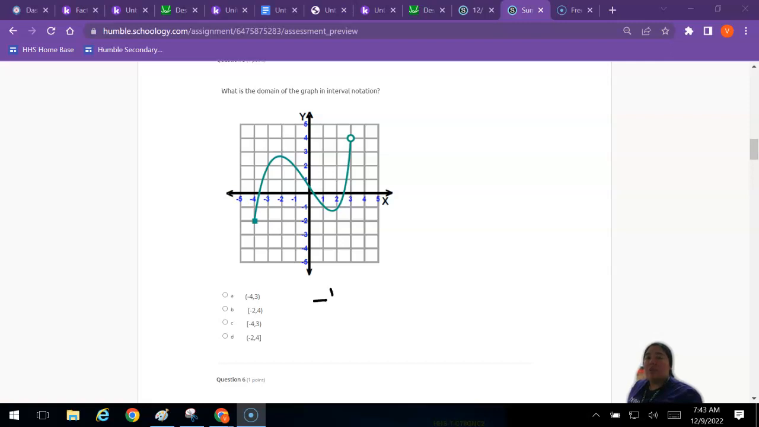Yeah, if it's a closed circle, you use bracket. And if it's an open circle, you use parentheses. Okay? Because it goes from here to there.